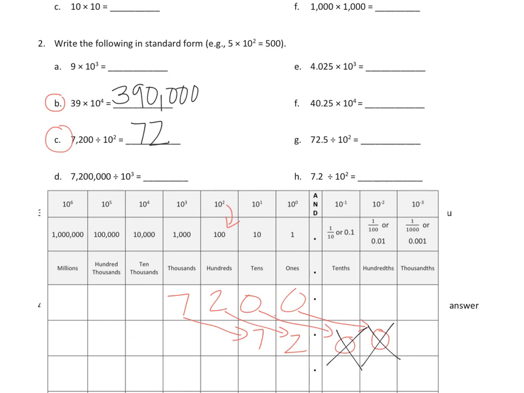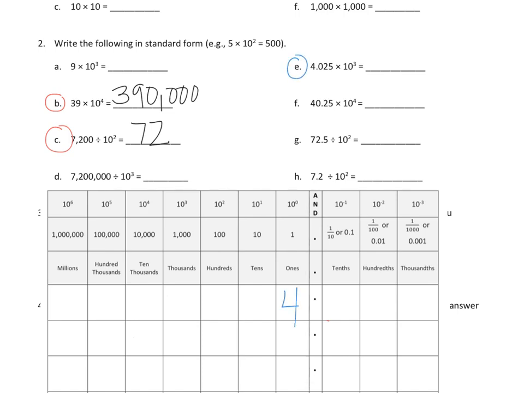Not write that down. All right, let's hop over to 2E. We're going to write 4,000 and 25 thousandths on the place value chart. We're multiplying it by 10 to the power of 3. Well, 10 to the power of 3 means 1,000. So this number is shifting over to the left 3 times.